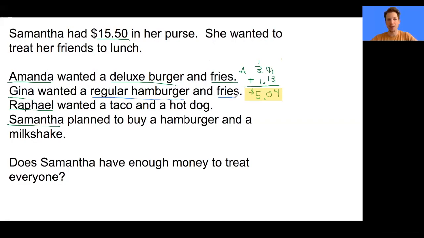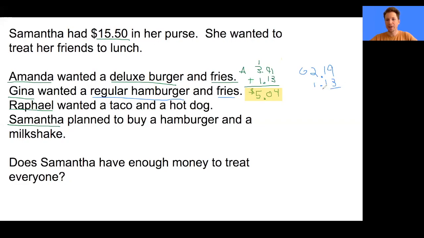Has a regular hamburger and fries, so almost the same as Amanda, just a normal size hamburger. So what I'm going to do, I'm going to write a little G right here for Gina. And I know that the normal hamburger, regular hamburger, costs $2.19. Remember, I'm getting this information from the table a couple pages back. $2.19 plus the fries, again, that's $1.13.